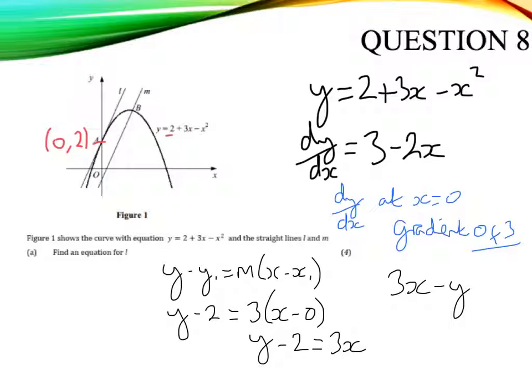or maybe we could have 3x minus y. So I'm bringing everything across to the right hand side here. So 3x minus y plus 2 equals 0. That looks like a nice neat way. Okay, we've found an equation for the line. Let's look at part B.